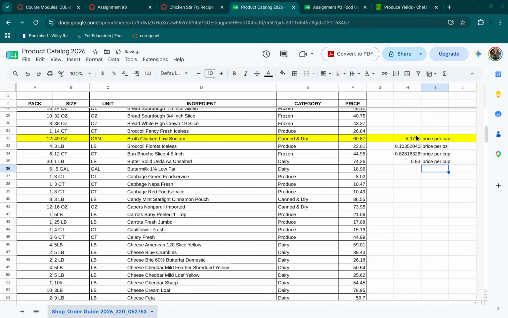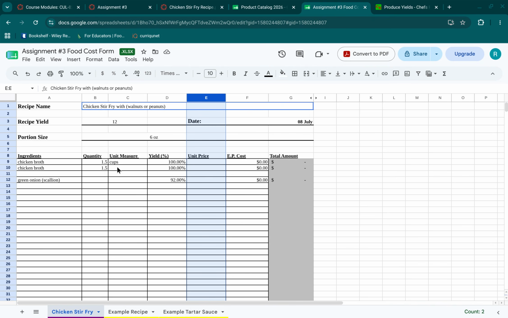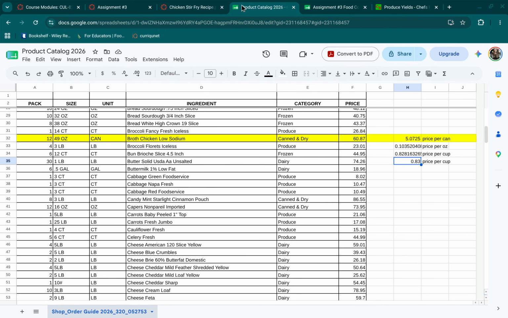So hopefully that helps with some spreadsheet knowledge too. You should never have to pull out a calculator when you're working with a spreadsheet, because the spreadsheet is your calculator. So let's take our 83 cents. We have price per cup, right? Matching units of measure, matching units of measure. 83, right? Yes. Okay, so while I'm here, I'm going to look at price per ounce again.